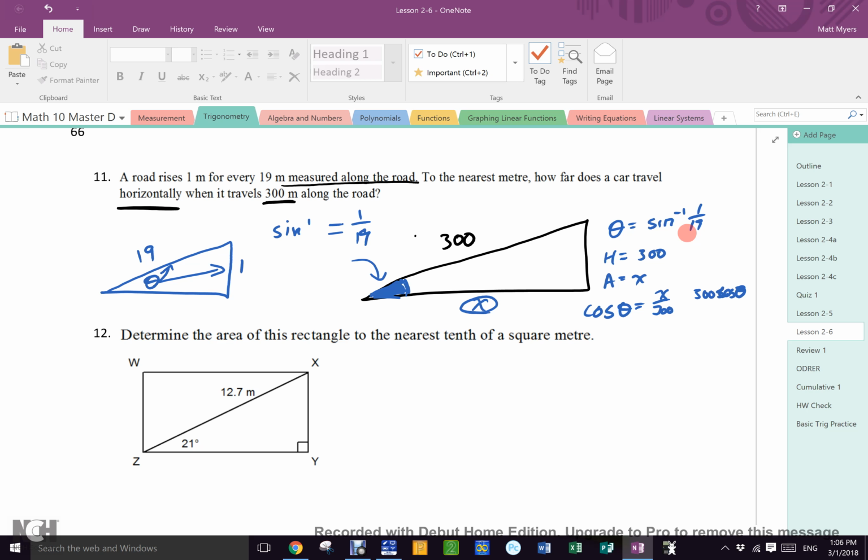A great many of you will have trouble doing this all in one step. So what do you do first? You find theta and you get an angle. Then you take that and you plug it in there. So what you should have gotten is 299. And that makes sense, doesn't it? Because the angle is very small, isn't it? It's like 3 degrees. 3 degrees is like that much.